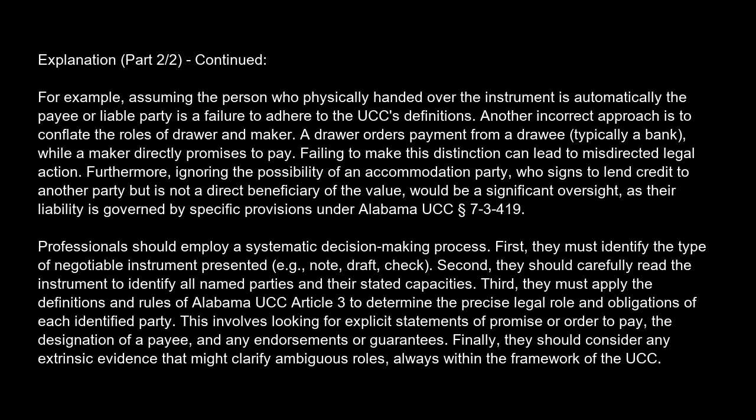First, they must identify the type of negotiable instrument presented, e.g., note, draft, check. Second, they should carefully read the instrument to identify all named parties and their stated capacities. Third, they must apply the definitions and rules of Alabama UCC Article 3 to determine the precise legal role and obligations of each identified party. This involves looking for explicit statements of promise or order to pay, the designation of a payee, and any endorsements or guarantees. Finally, they should consider any extrinsic evidence that might clarify ambiguous roles, always within the framework of the UCC.